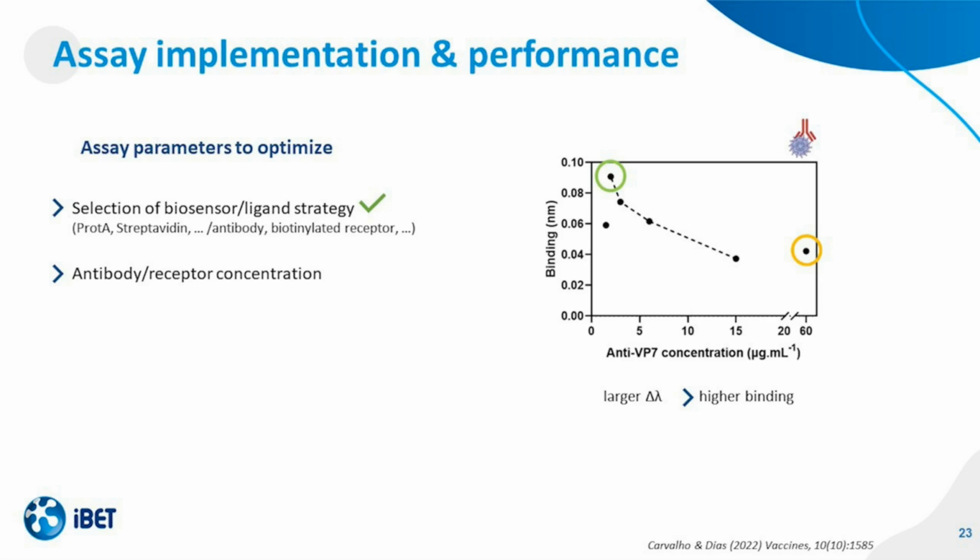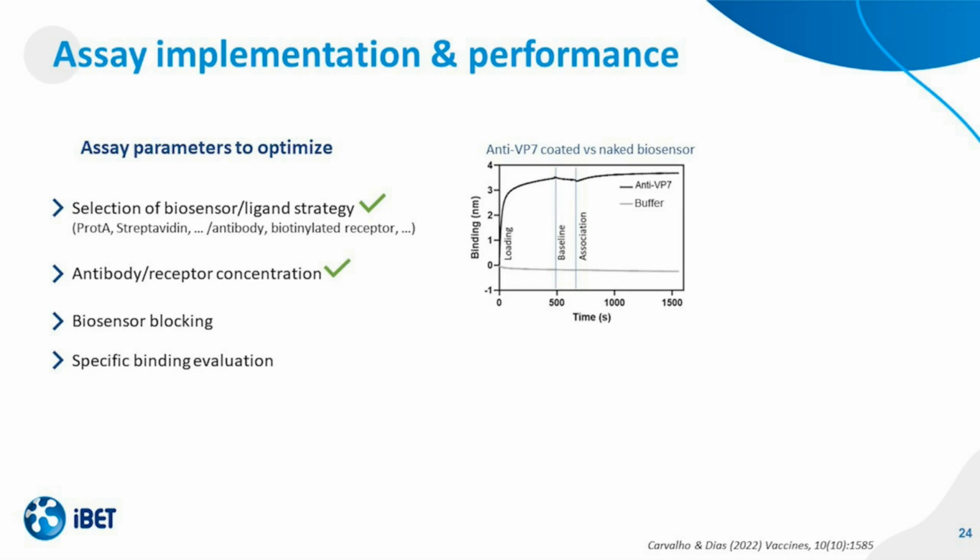Another point that also needs to be considered is how you avoid and how you evaluate if you are having non-specific binding, in this case, non-specific binding of rotavirus particles to the Octet biosensors we are using. And it is necessary to block the biosensor and measure this possible virus association to naked biosensors. Naked biosensors are biosensors that were not loaded with the anti-VP7 antibody, and we should compare this association with one biosensor which we loaded with the antibody.